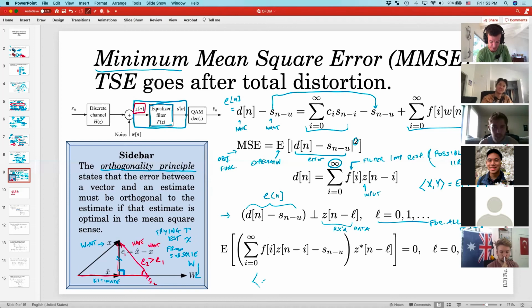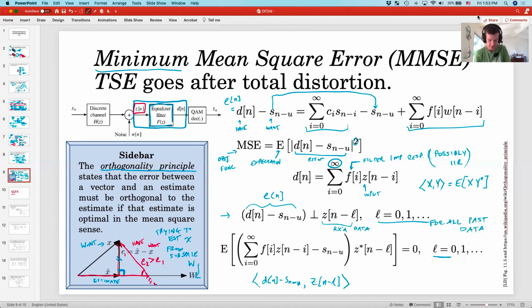So what we've got here is the inner product between d of n minus s sub n minus u and z of n minus l for all these l's. And this interpretation, perpendicularity, means that these all have to be 0. Okay, so this is the orthogonality principle in action. We are taking all the data that we have, and we're saying that our estimate, or our error, if it's going to be the best possible, has to be orthogonal to all of those data points. And the way that we are going to implement that is to take these expectations and set them equal to 0.